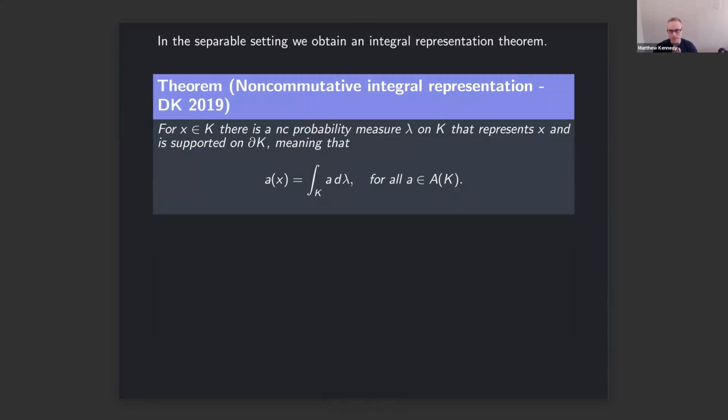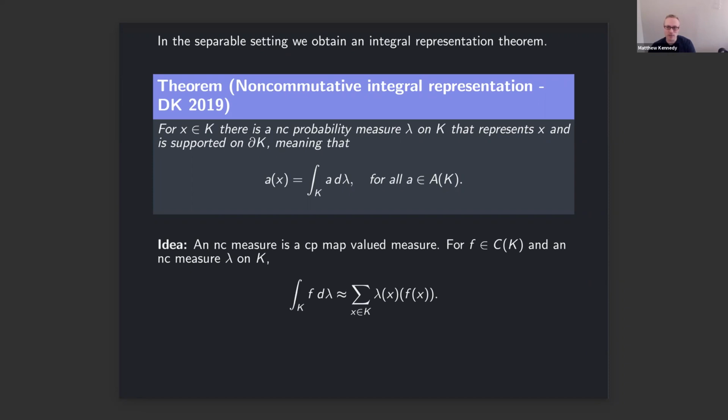And we similarly obtain a kind of integral representation theorem in this context. If I have a point X in K, I can find something that we call a non-commutative probability measure on K that represents X and allows us to decompose X as an integral over our space K in an appropriate sense. The thing I want you to take away from this slide is not necessarily the technical details of what I mean by an NC probability measure, just that many of the ingredients in classical Choquet theory have nice and natural non-commutative analogs.